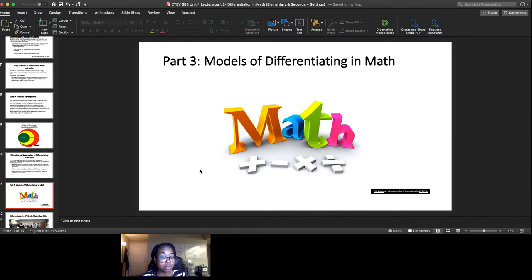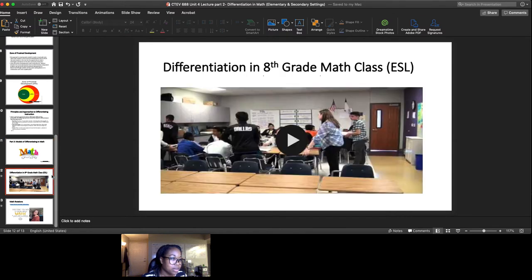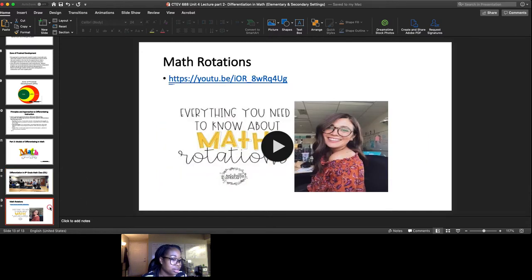But these models I thought were the best ones I've seen thus far. So the first one is the 8th grade classroom, the 8th grade math ESO class, where the teacher is differentiating with a lot of the skills that were mentioned in this reading. And then the other one is our quirky 2nd grade teacher who does math rotations. And I thought this one was pretty useful because you can see how she sets it up so that the students can rotate successfully within the elementary setting.